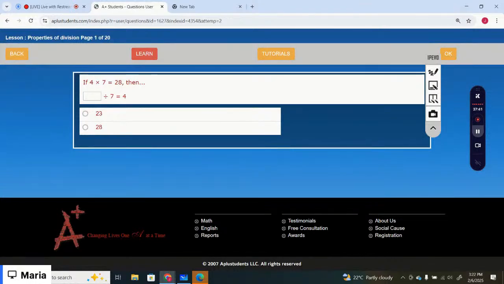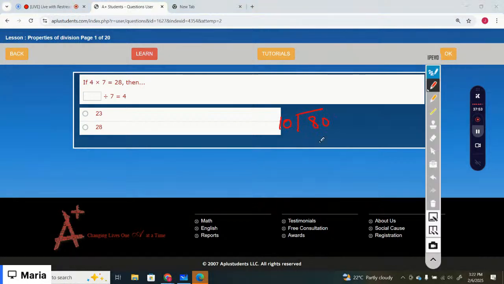If 4 times 7 equals 28, then what number divided by 7 equals 4? Basically, they are related facts. They have exactly the same numbers, just their positions are different. So if the product of 4 and 7 is 28, then obviously 28 divided by 7 is 4. Option number 2 is the correct option, that is 28.